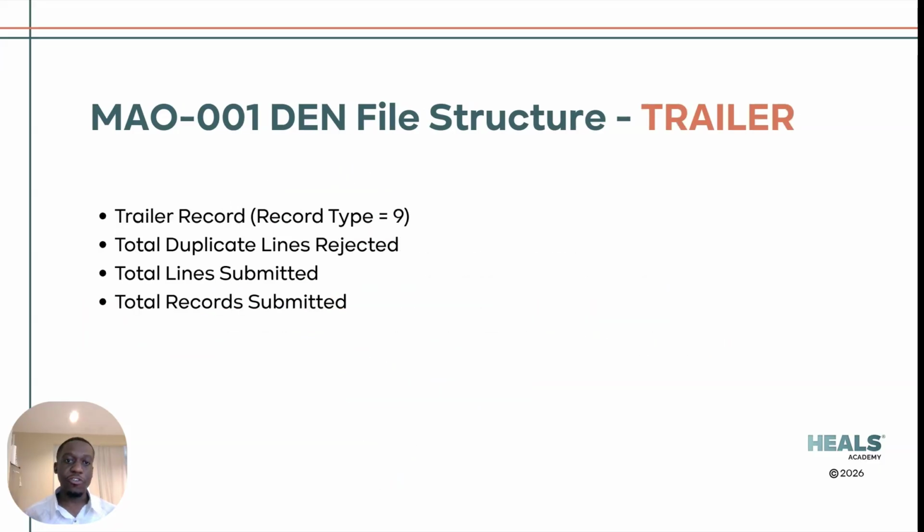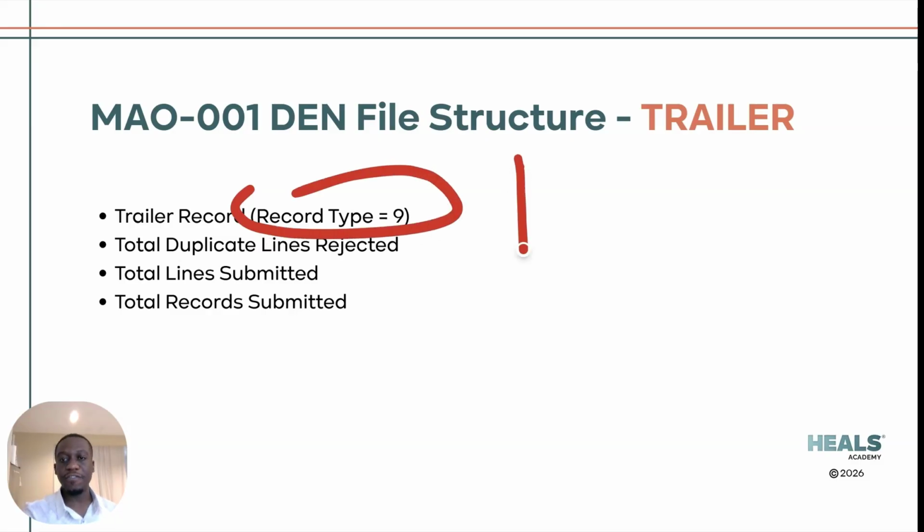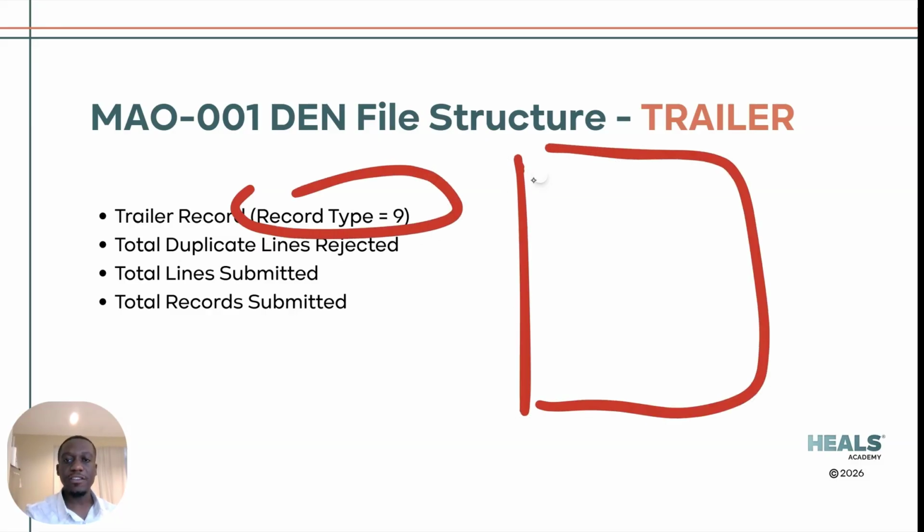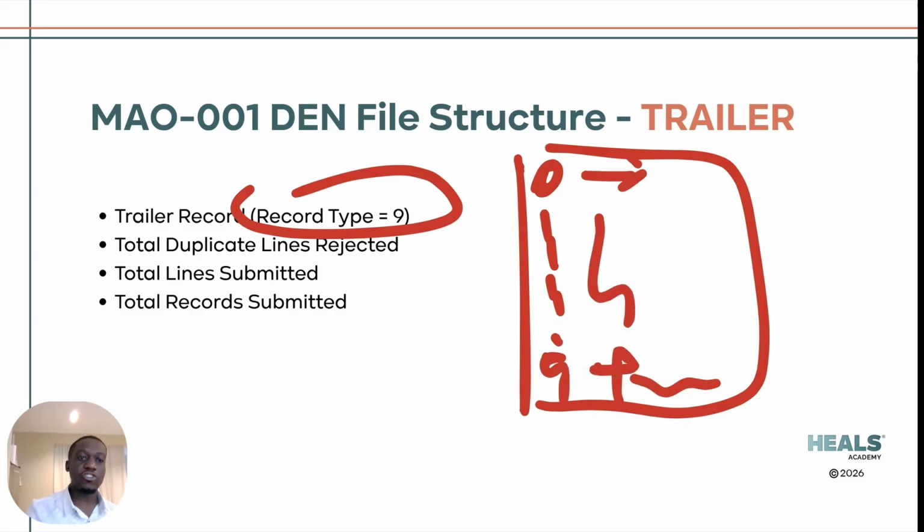Then on the trailer, the record type is 9. As I said, if there's a file like this, you have the 0, then multiple 1s, then the 9: header, detail, and trailer. It shows the total duplicate lines rejected, total lines submitted, and total records submitted. So you are using that to cross-check the details.